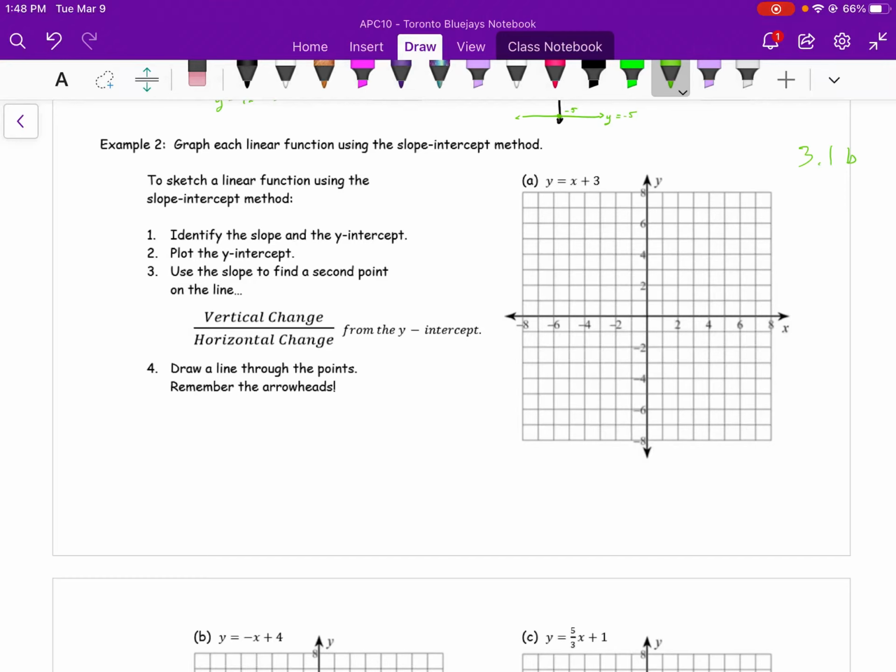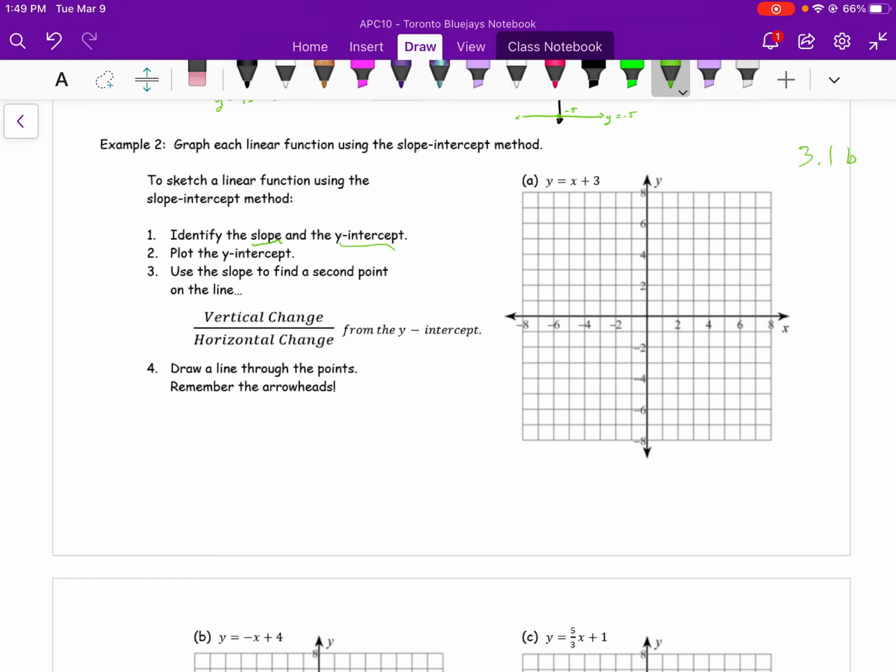Example 2. Graph each linear function using the slope-intercept method. So to sketch a linear function using the slope-intercept method, first thing we need to do is identify the slope and y-intercept. Very important. It's almost right in the name. We're going to plot the y-intercept, and then we're going to use the slope to find a second point on the line.